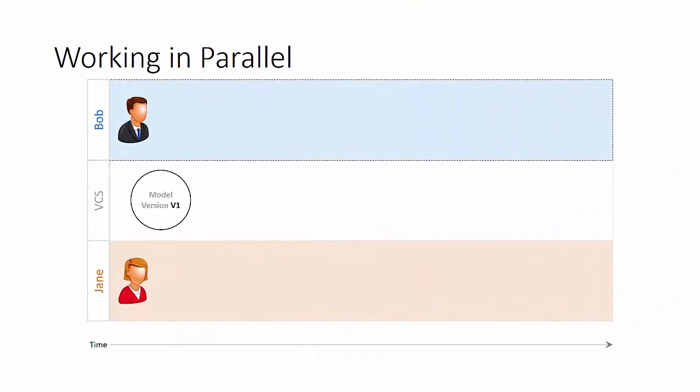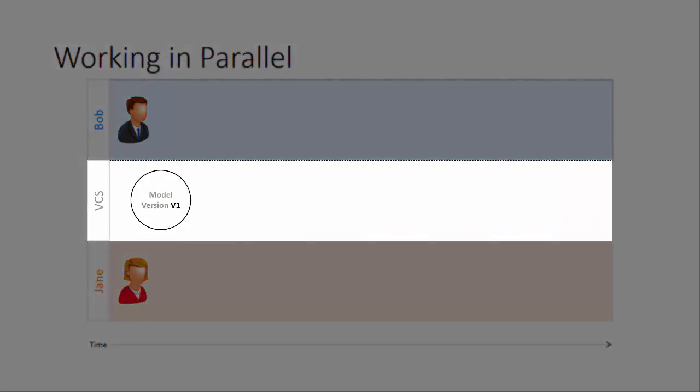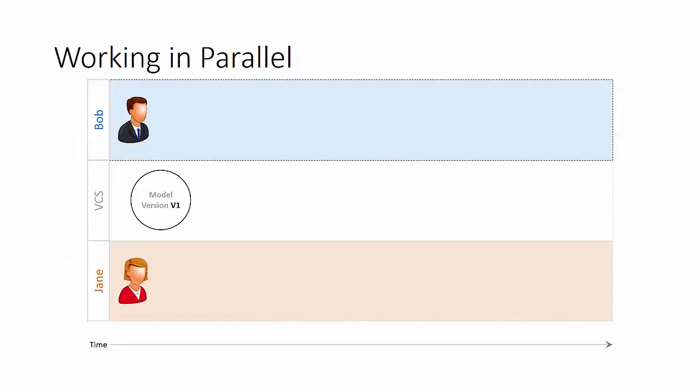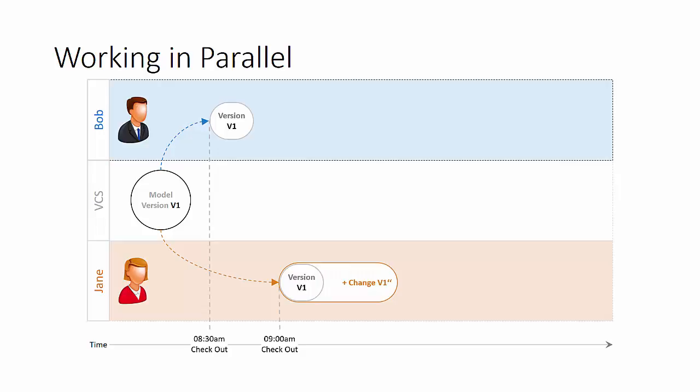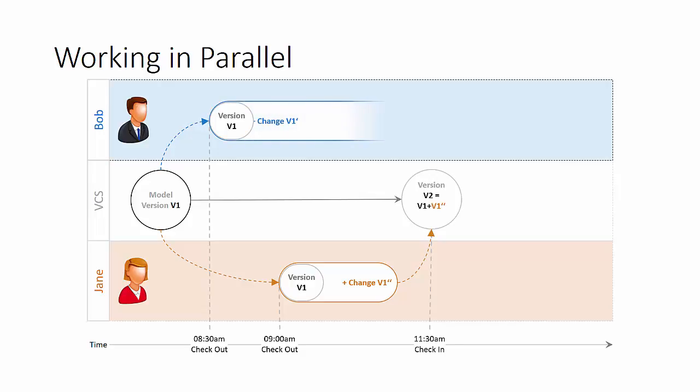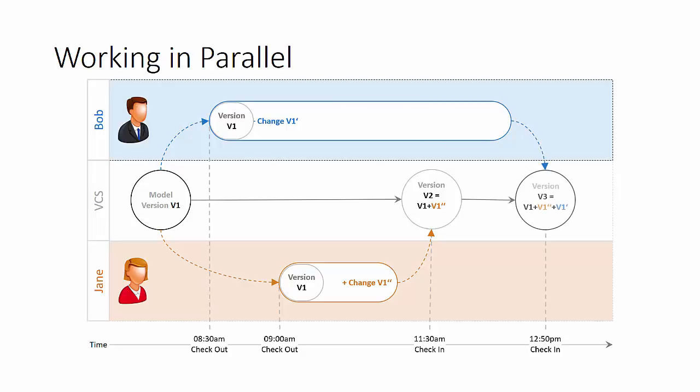It all starts with the first version of a model stored in a version controlled repository. Bob checks out the first version at 8:30 a.m. and starts making changes to the model. Jane checks out the first version a bit later, at 9 a.m. Then she makes several changes and checks the model back in at 11:30, while Bob is still working on his own version of the model. Then Bob checks in his version to the repository at 12:50 p.m. What happens next is that the changes made by Bob and Jane over time must be merged. And this can cause conflicts.